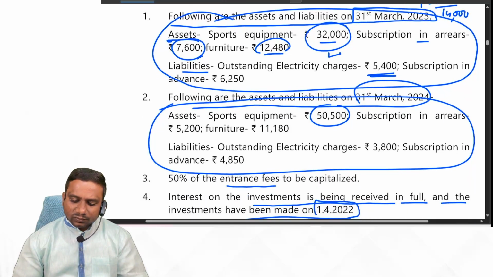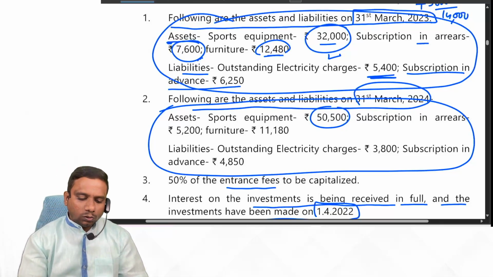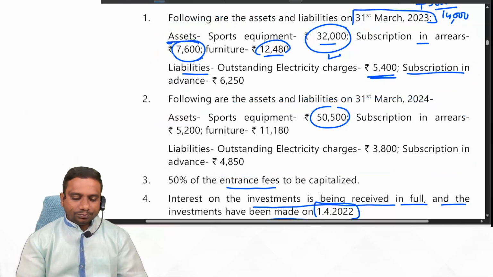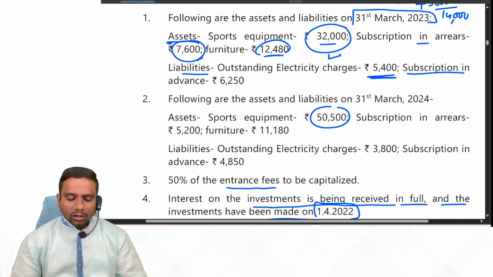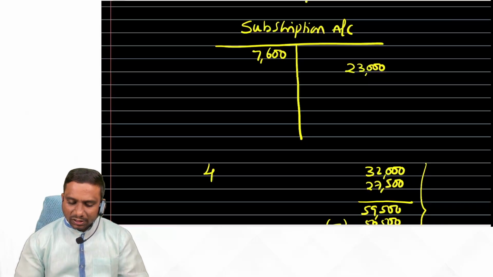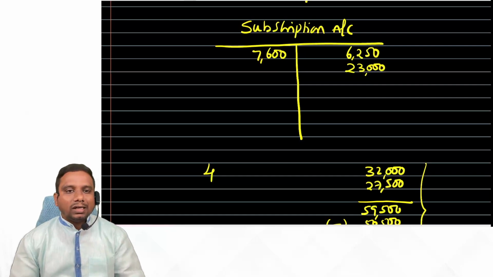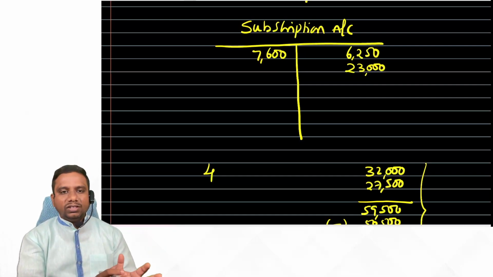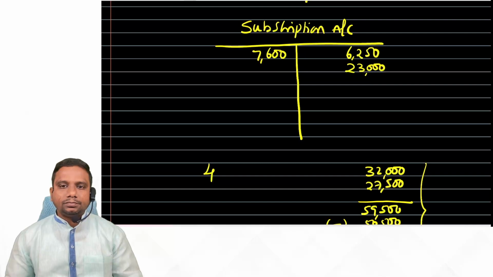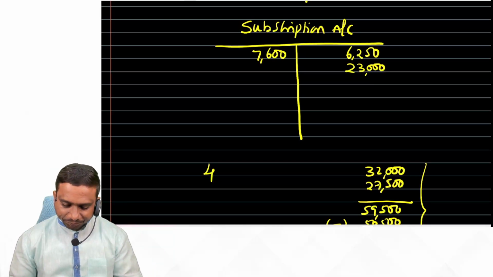Next. Here they have given subscription in advance, 6,250. It is shown on the liability side of the opening balance sheet. Now the same 6,250 becomes reversed in the current year, because it is previous year's amount. Current year amount we have received in the previous year. So in the previous year we deducted it from subscription, so in the current year we add it. Next one.